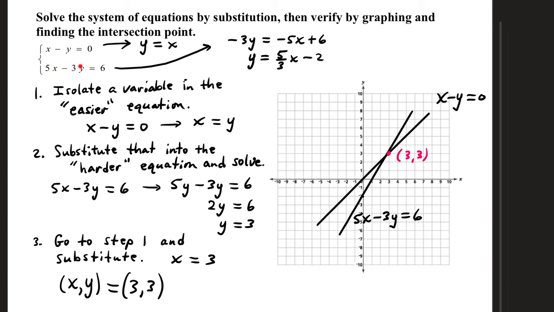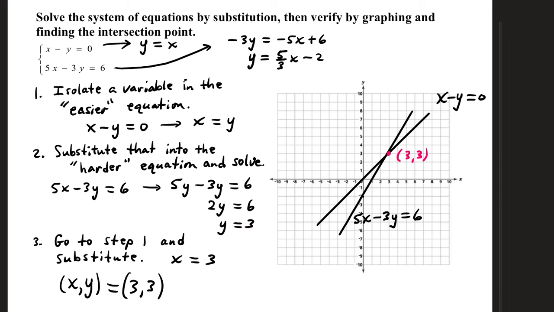So the harder looking equation is the second equation. I'm going to replace x with y since x equals y. So I take my equation, replace x with y. Now I'm in terms of only one variable. 5 minus 3, that's 2y, equals 6, so y equals 3.